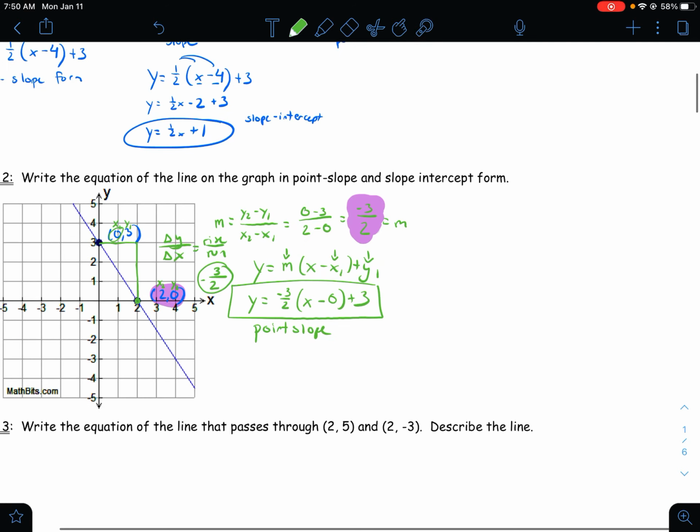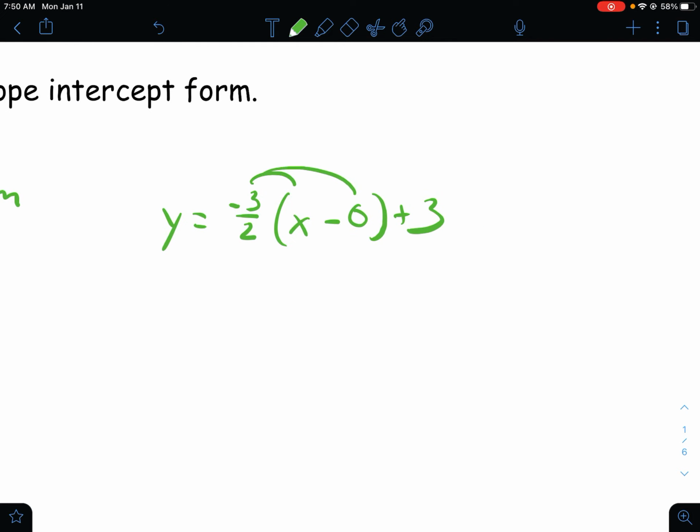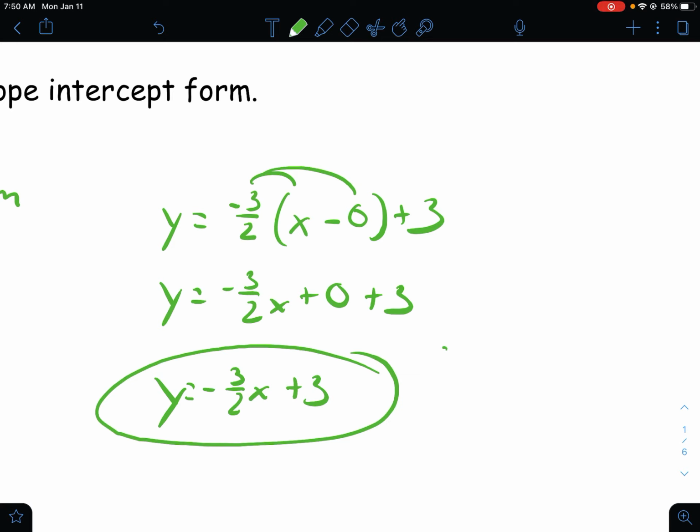All right, but they also want it in slope intercept. So let's go ahead and get it in slope intercept. We're going to go ahead and distribute. Then you end up with +0, essentially. +3, combine like terms. And that would be your slope intercept form.